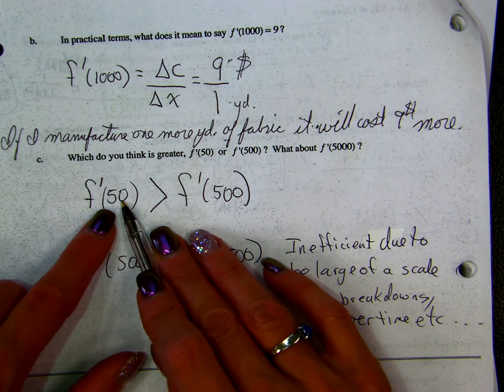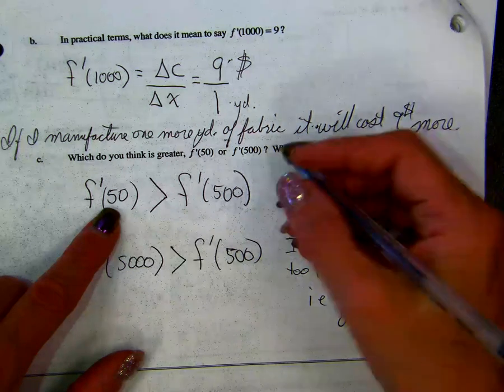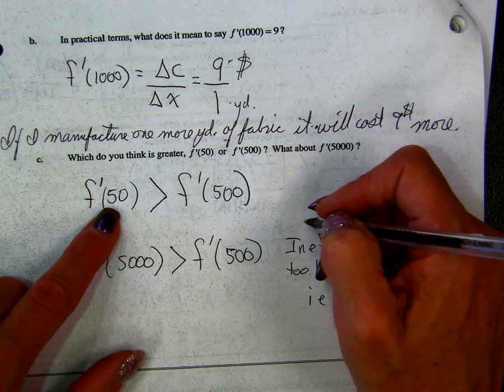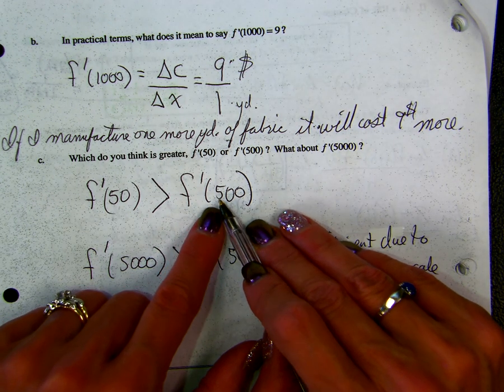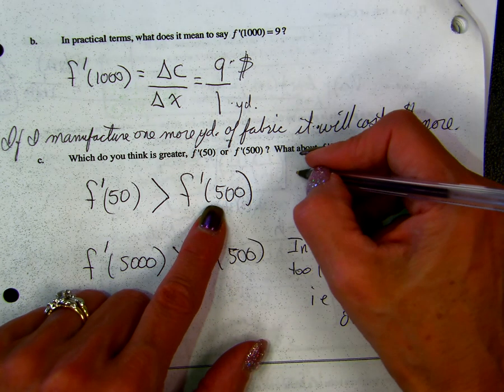Why would this one be a higher marginal cost? Well, manufacturing, why would this be a lower marginal cost? Because we're making better use of our fixed cost.